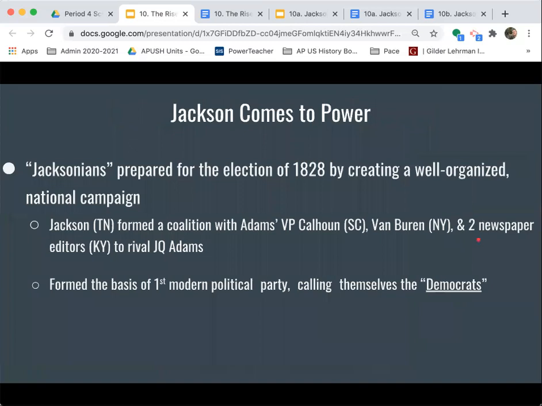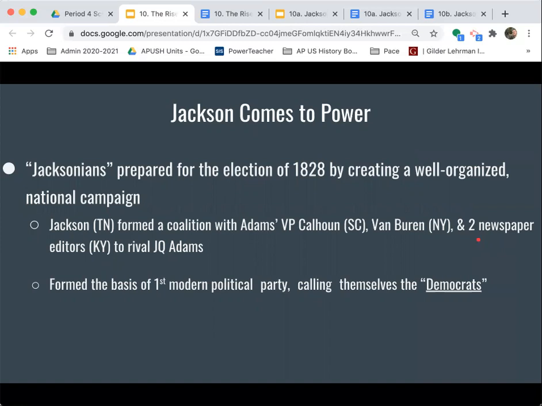So because of the way they lost in 1824, the Jacksonians, the supporters of Jackson and Jackson himself, are going to create, for the first time really, a well-organized national campaign. They're going to use the press. They're going to use groups of people that are going to be mobilized. They're going to go town to town, right, rallying up support, getting people ready to vote, getting as many people excited about Jackson as possible.